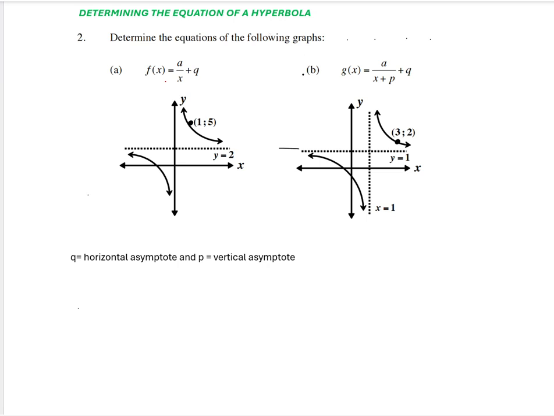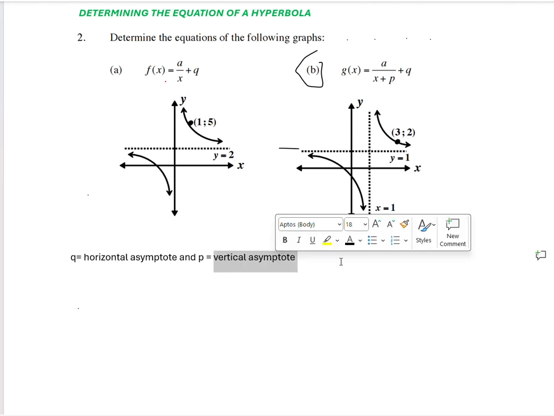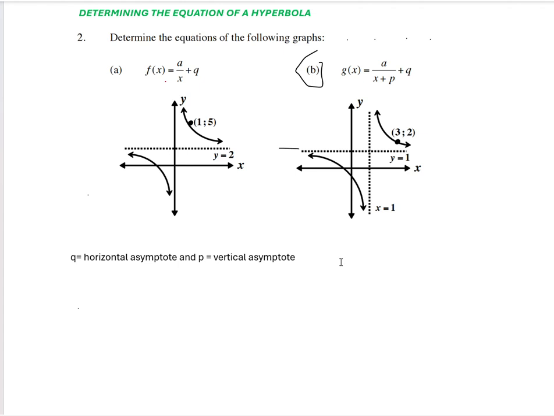Now let's do alphabet B. I did alphabet A on my previous video and explained how you find the asymptotes. So here we have Q, the horizontal asymptote, and P, our vertical asymptote. To find the equation of a hyperbolic function, you write down your asymptotes first, then you write down a point that you are given.